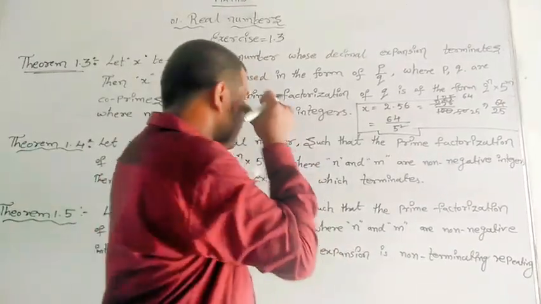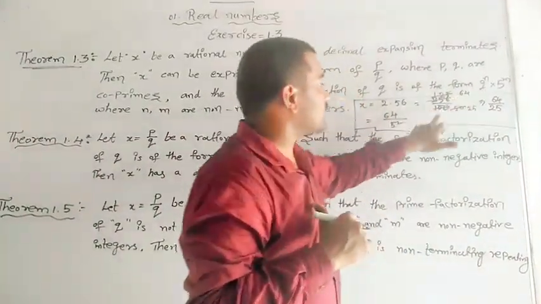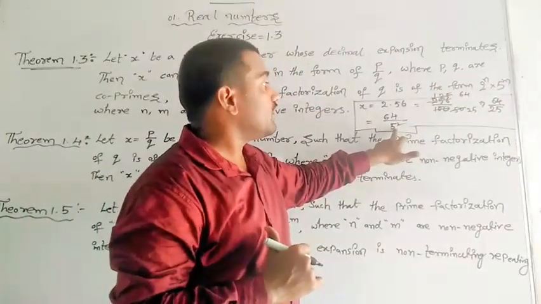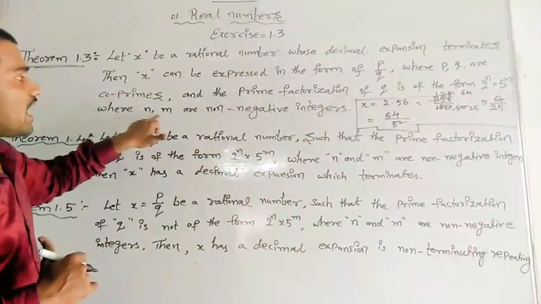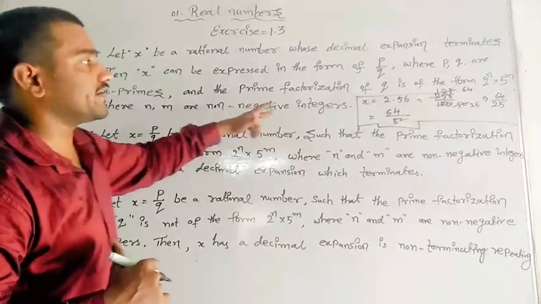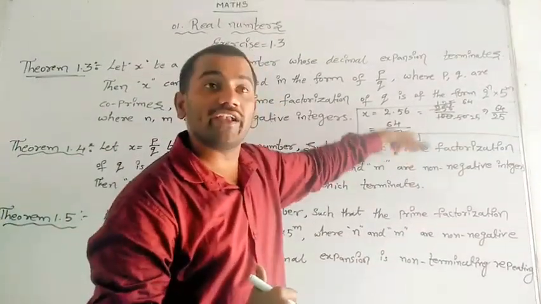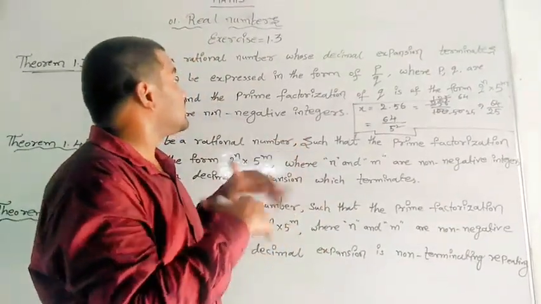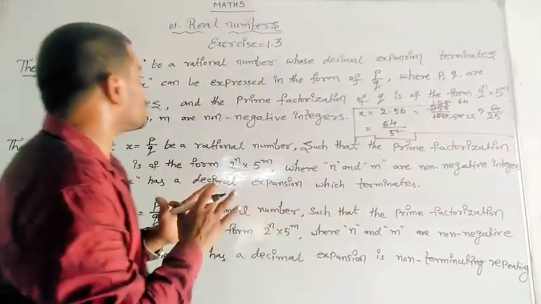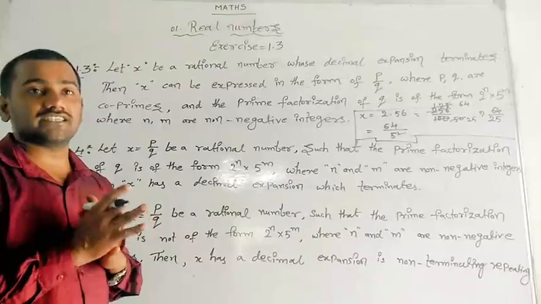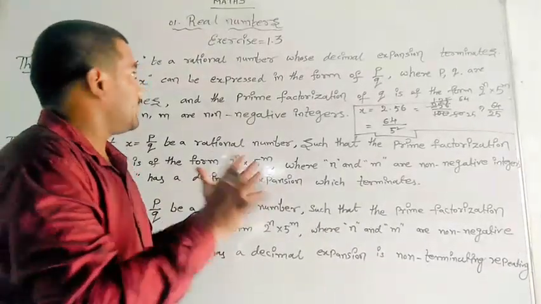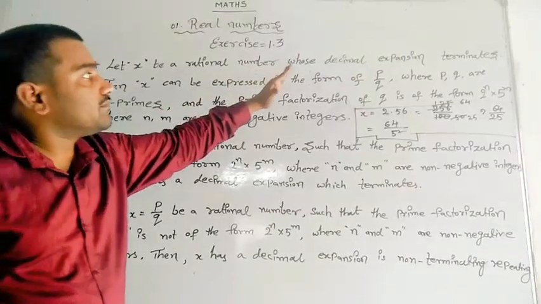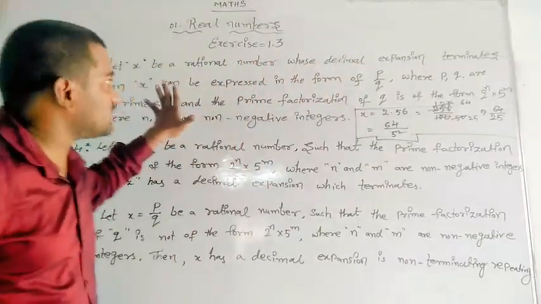So here, the prime factorization of q is in the form of 5 to the power of m, where n and m are non-negative integers. It is not a non-negative integer, it is a positive integer only. So it is known as a terminating decimal number. So these are known as terminating decimal numbers. So according to the theorem, x is a rational number whose decimal expansion terminates.